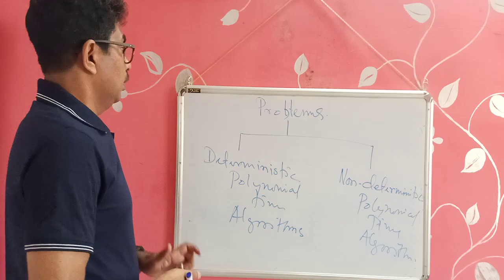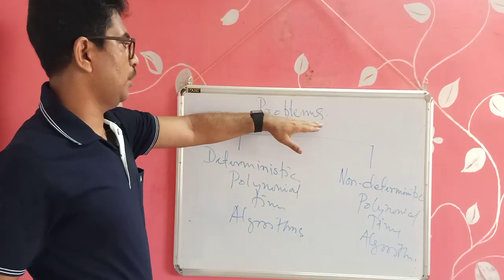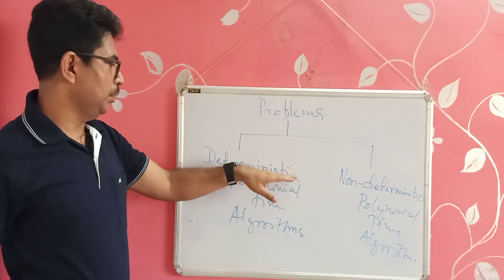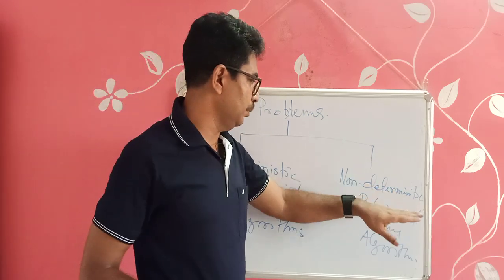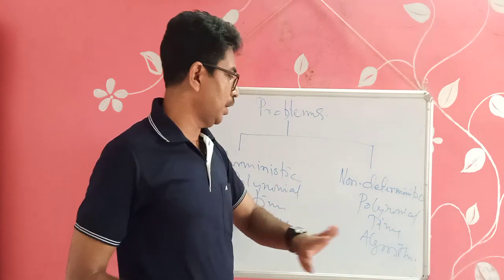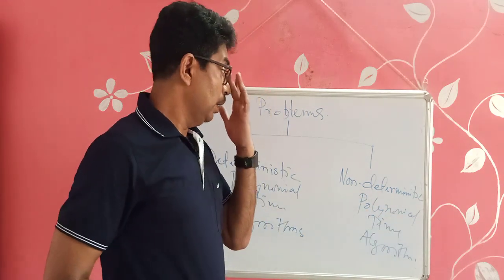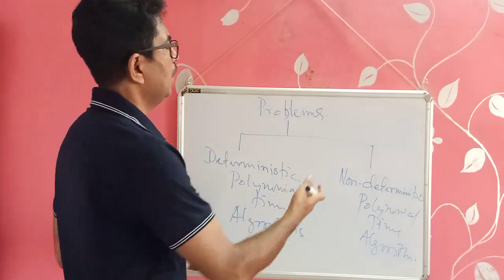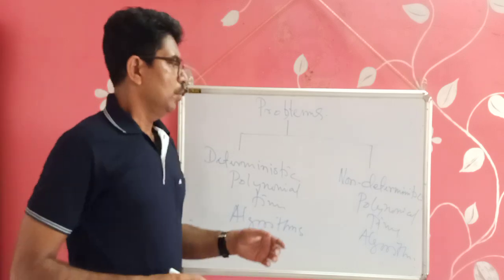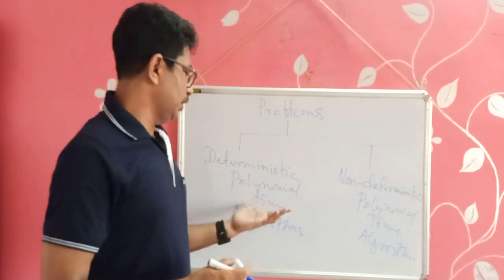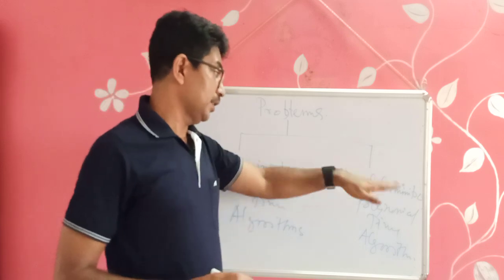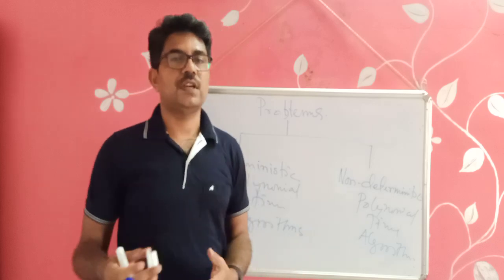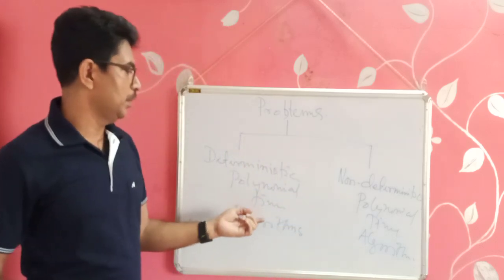Right? So the solutions of the problems can be categorized like this: deterministic polynomial time algorithms and non-deterministic polynomial time algorithms. Here we are not saying non-polynomial. Okay, a non-deterministic polynomial time algorithm exists, just like for the satisfiability problem. We are not saying that there is no deterministic polynomial time algorithm, but we are saying that yes, there are non-deterministic polynomial time algorithms, and we are in search of finding deterministic polynomial time algorithms.